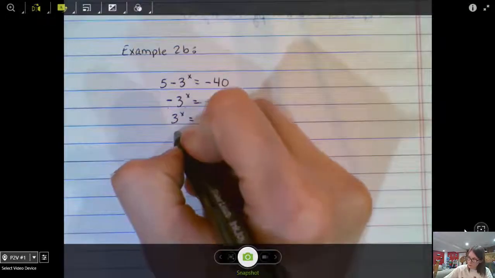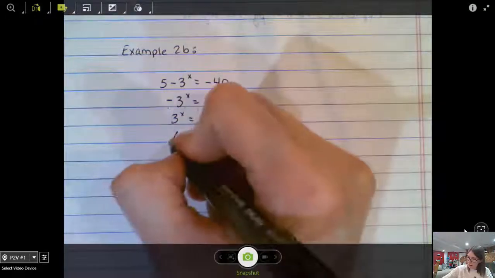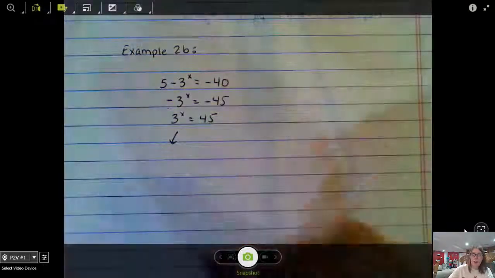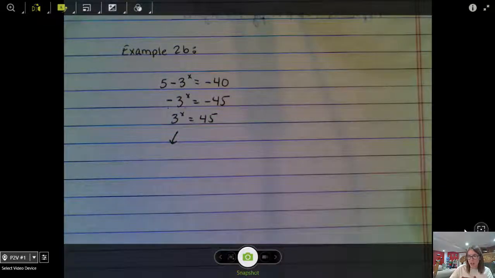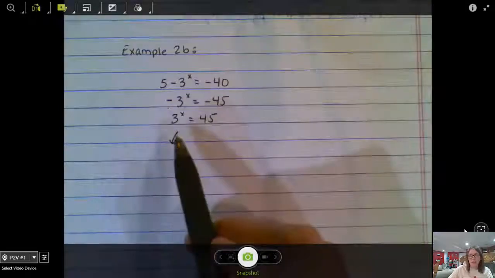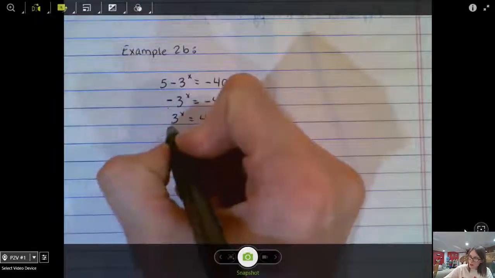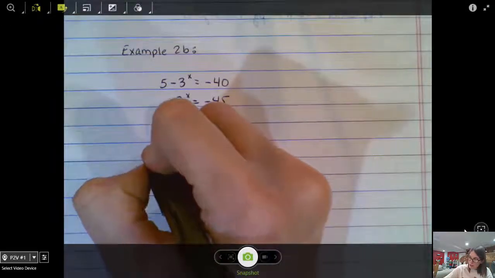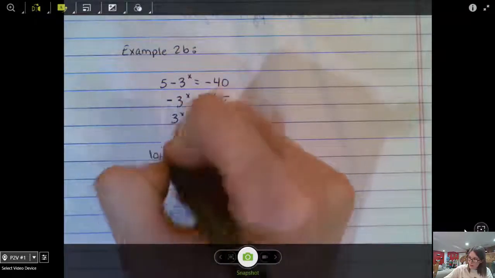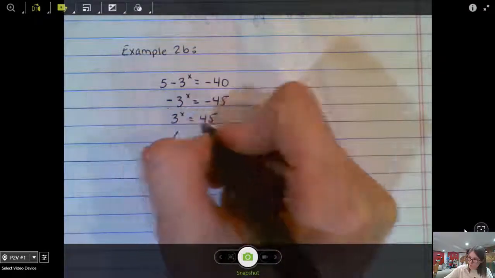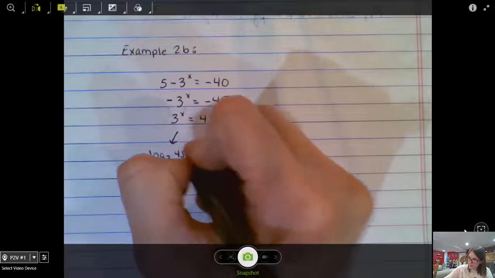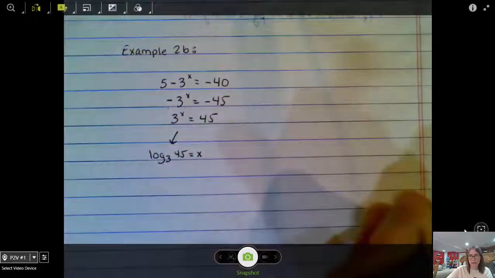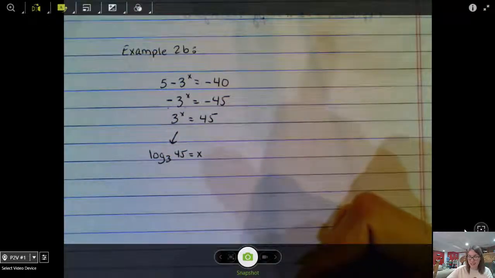Now here is where I'll split apart into the two different strategies. First strategy that we saw in our last video is to write this as a logarithm. So the base for my exponent right here is a 3. That's the base for my log. Log base 3 of 45 equals x. And in this case, x is already by itself.